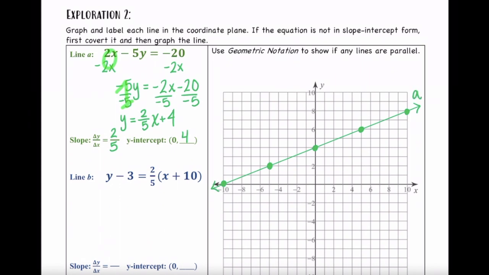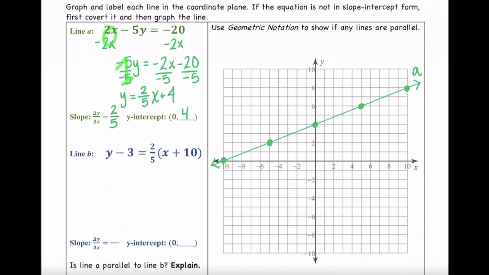Okay. Line B, also not in slope-intercept form. This line appears to be in point-slope form. So let's start by using the distributive property here. So we still have y minus 3 equals 2/5 times x is just 2/5 x. 2/5 times 10. How do I do that math? Well, let's see. 2/5 times 10. I know that 10 divided by 5 is just 2, and 2 times 2 is 4. So that's just going to be a plus 4 there.